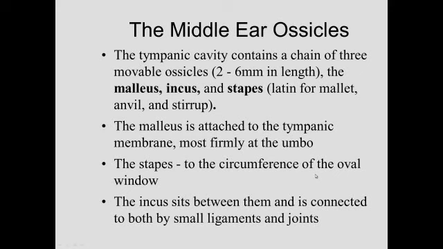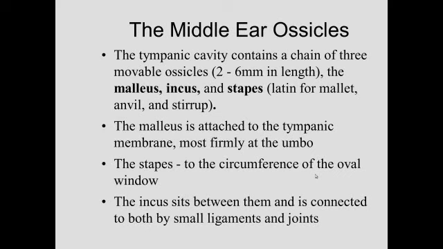Now, the tympanic cavity then is that middle ear space, and it has in it a few important structures. We've already mentioned the ossicles, the hammer, the anvil, and the stirrup, or the malleus, the incus, and the stapes. The malleus is attached directly to the tympanic membrane. The other bones are attached to each other.